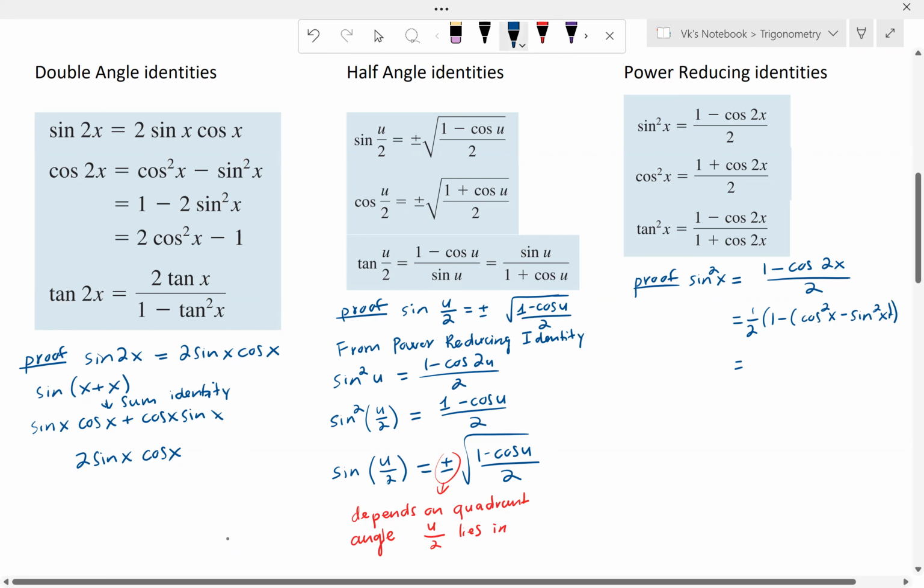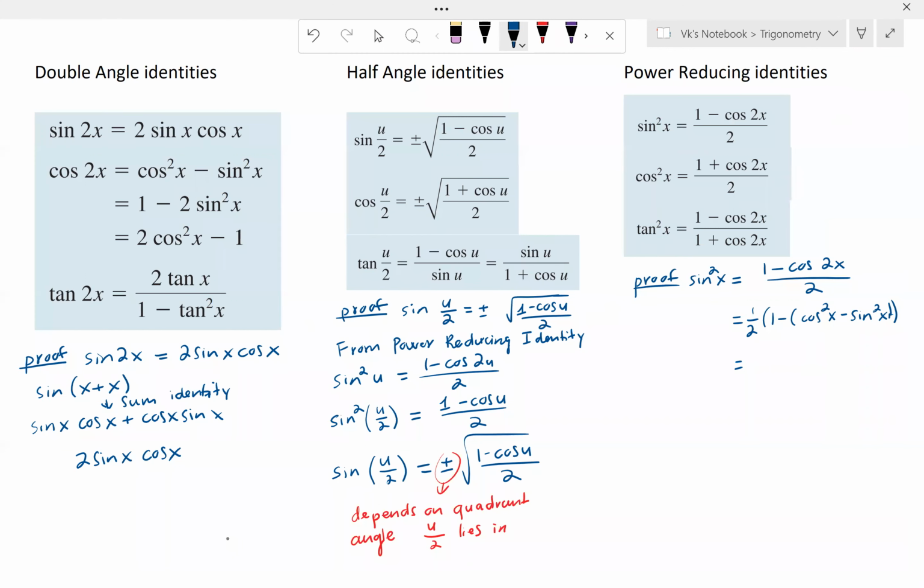And then from there, we have half of 1 minus cosine square plus sine square. Oh, 1 minus cosine square. Ta-da! Pythagorean identity.